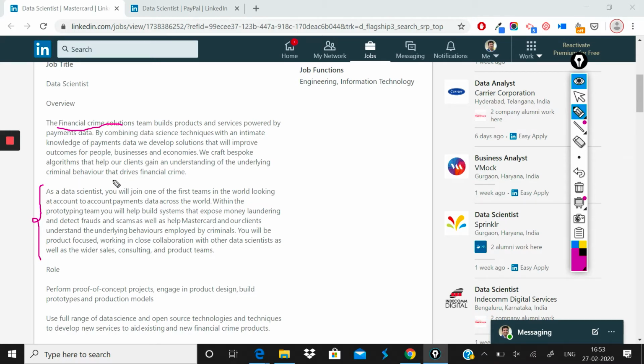And this is now what we have understood is the requirement of the role. So here, what the JD has given is more description of the role. As a data scientist, you will join one of the first teams in the world looking at account-to-account payments data across the world. So what essentially you'd be doing is you'd be looking at the different accounts, maybe from which fraud has happened and has been detected. And within the prototyping team, you will help build systems that expose money laundering and detect frauds and scams, as well as help Mastercard and our clients understand the underlying behaviors employed by criminals.